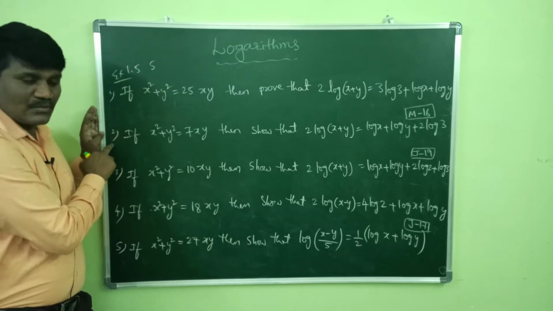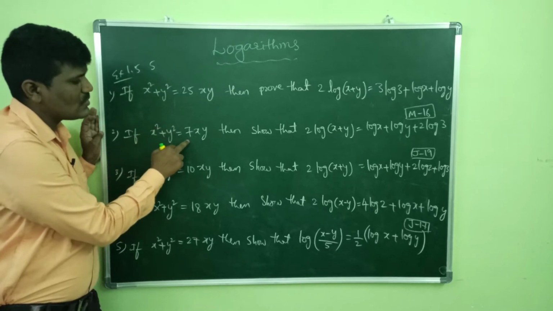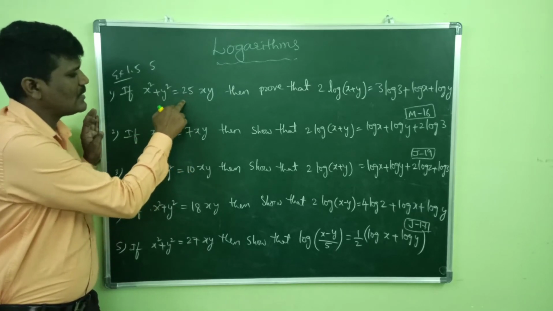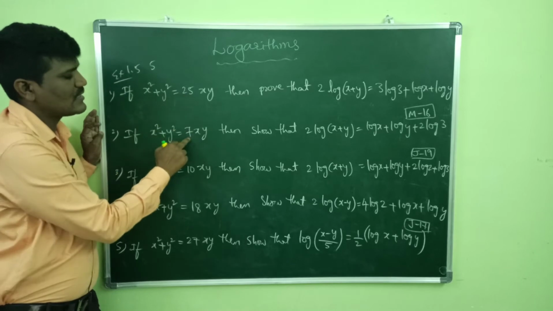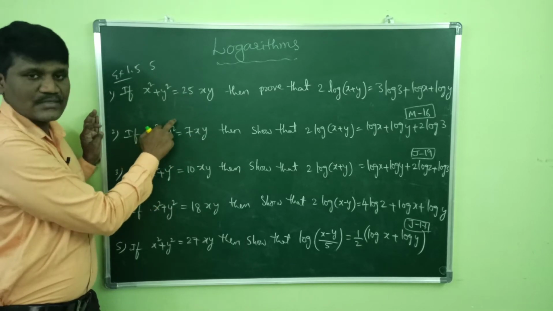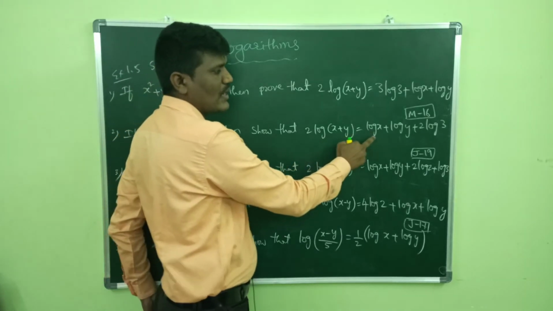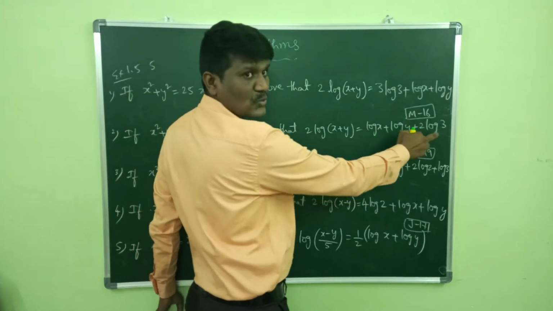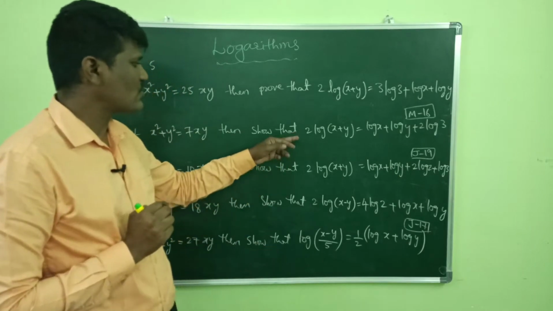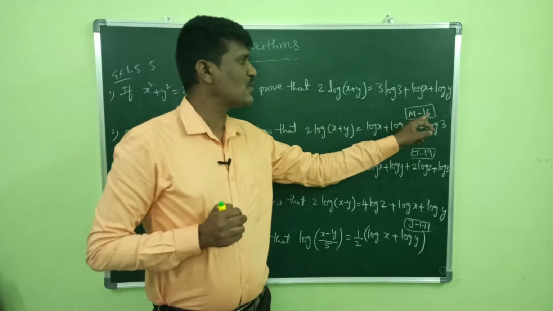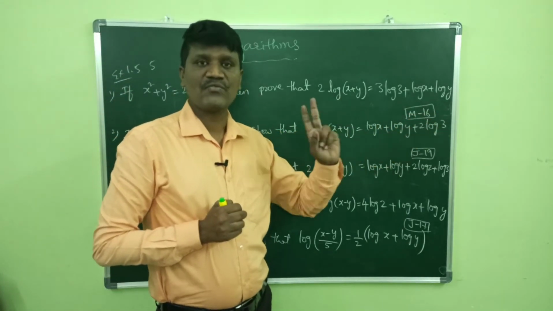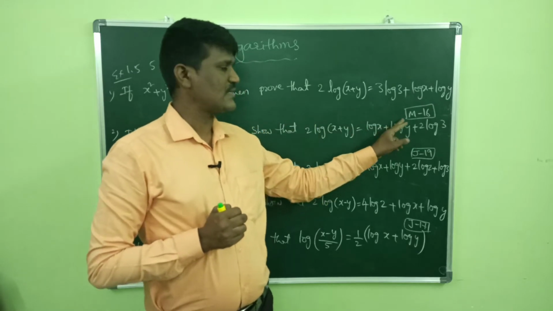And this is the question, if you observe: if x square plus y square is equal to 7xy, the only difference is the number, it is 25, but here it is 7. So x square plus y square is equal to 7xy. Then show that 2 log of x plus y is equal to log x plus log y plus 2 log 3. This is a question given for 2 marks in March 2016.